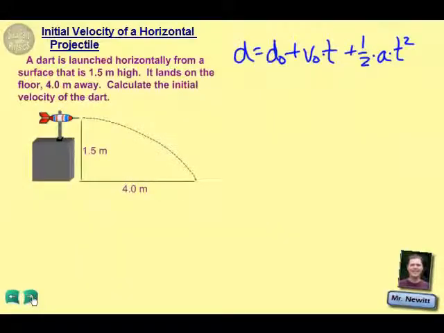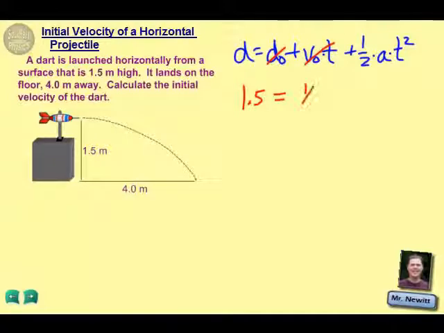First thing we want to look at is the time that this dart is in the air. We could figure that out based on some of the information we know about the vertical behavior of this dart once it is launched. Given that it is falling 1.5 meters, we have the equation for distance here, and we're going to be looking at this in the vertical component. We know the distance that this projectile falls is 1.5 meters. That is going to be equal to the initial distance, which is 0, so we don't have to worry about that. It has no initial velocity in the vertical direction, so we don't have to worry about that.